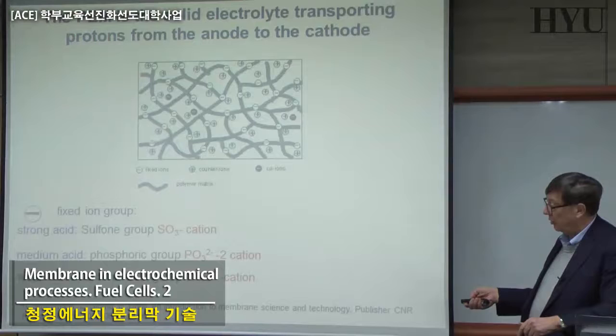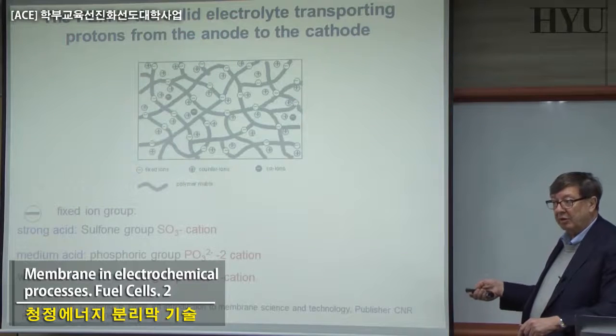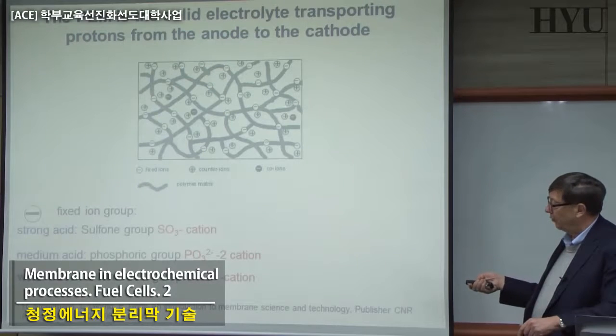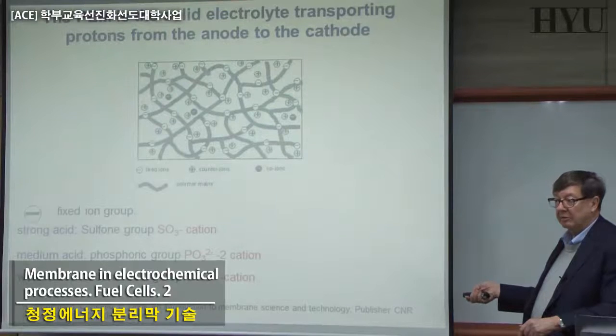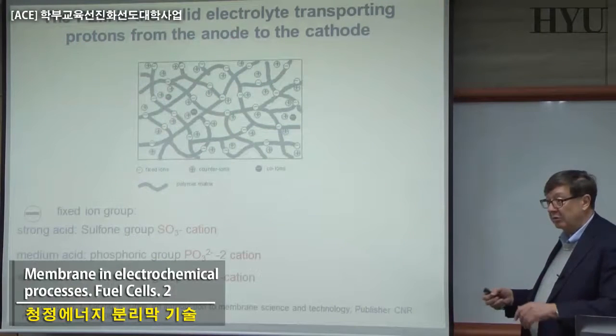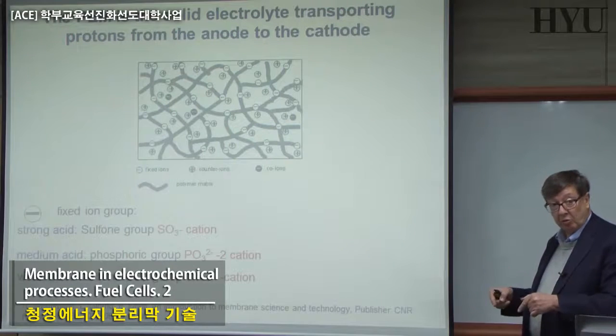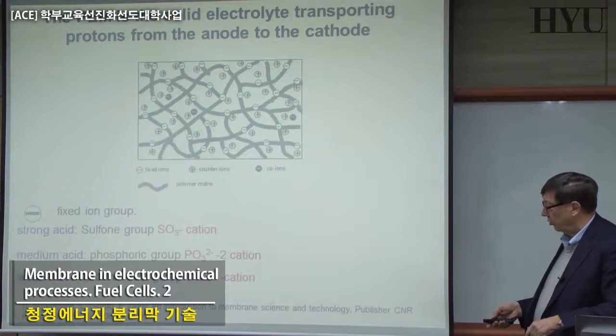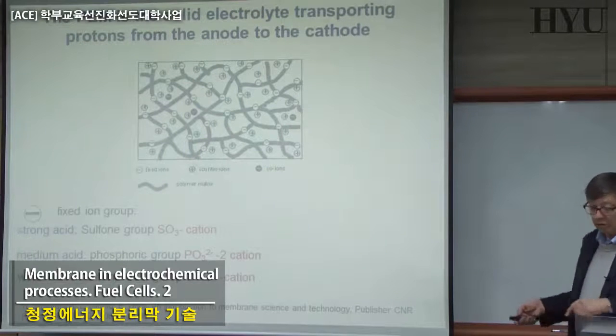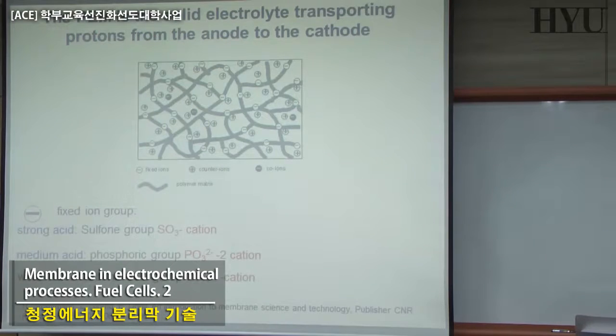The Japanese are making membranes with some weak acid. So instead of using the sulfonic group, they use the carboxylic group, with COO- as the fixed ion. But this is a weak acid, so the level of dissociation is lower, and the charge density can also be lower. But that's normally what we are talking about.